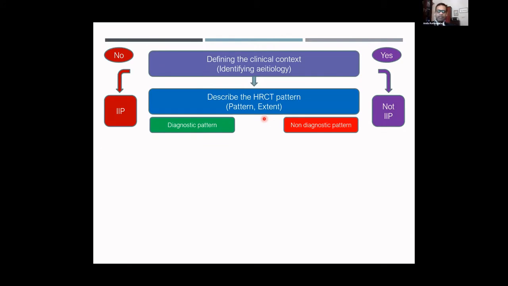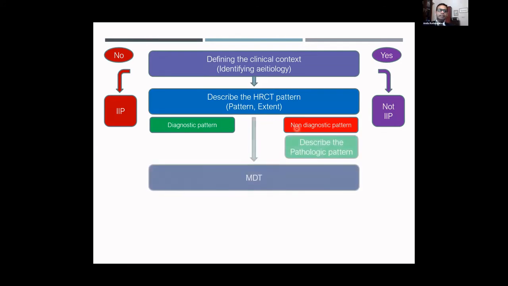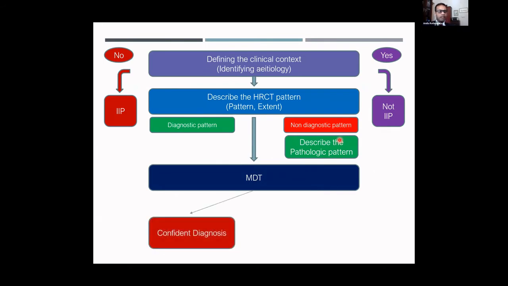And most of the time we have a diagnostic pattern. If we do not have a diagnostic pattern, next we can go for a basic pathologic investigation after MDT discussion. And with all this information, we come to a multidisciplinary team meeting, and there we can come to a confident diagnosis or working diagnosis and offer treatment without a delay.